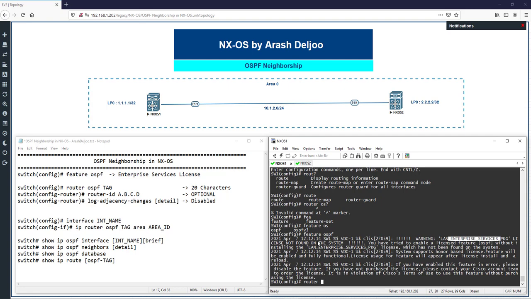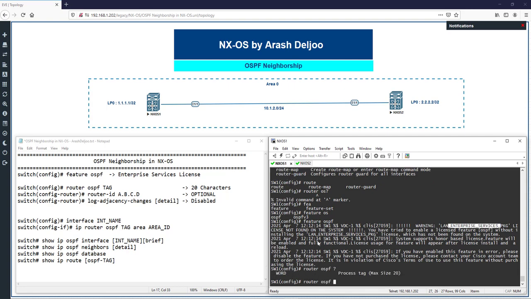Very good. Let's start with router ospf. Here we should use a tag. The tag can be a number or a character word, up to 20 characters. Here I'm using router ospf A. Don't forget the OSPF tag can be different on these switches or can be the same. It's not important, but it's better to use the same tag on all of the routers in, for example, one enterprise.